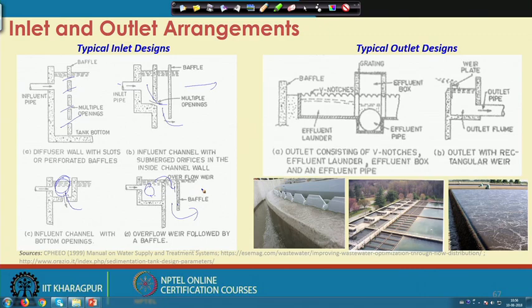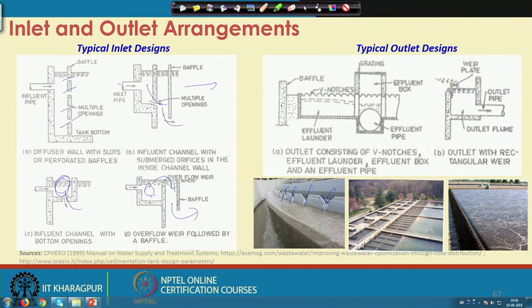Similarly, we have various outlet arrangements which could be in the form of V-notch effluent launders, okay, effluent box or effluent pipes. So, this is a kind of V-notch pipe that you can see here. This is one of the most common and most effective ways. So, we can have those V-notches. Okay. We can have outlet with rectangular weir in the form of weir plate.